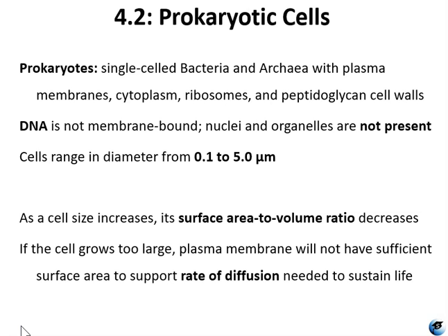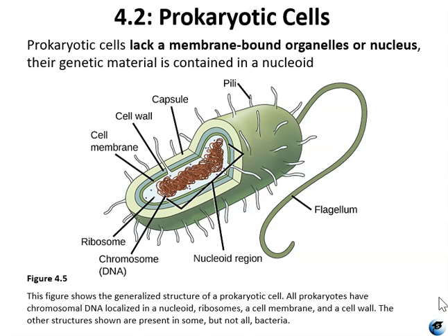They're really quite small in size, ranging from 0.1 to about 5 micrometers in diameter. Their cell size is limited because as a cell's size increases, its surface area to volume ratio decreases. And if the cell grows too large, the plasma membrane won't have enough surface area to support the rate of diffusion needed to sustain life. And since prokaryotic cells lack a membrane-bound nucleus, their genetic material is contained in a nucleoid.